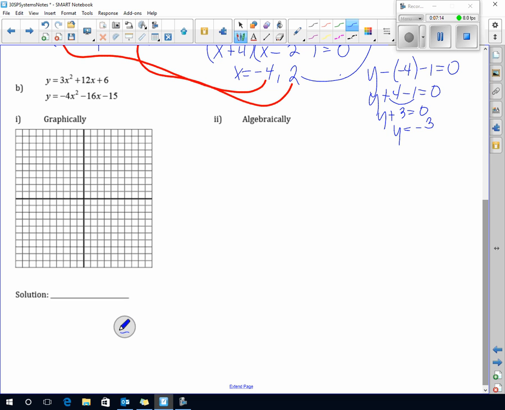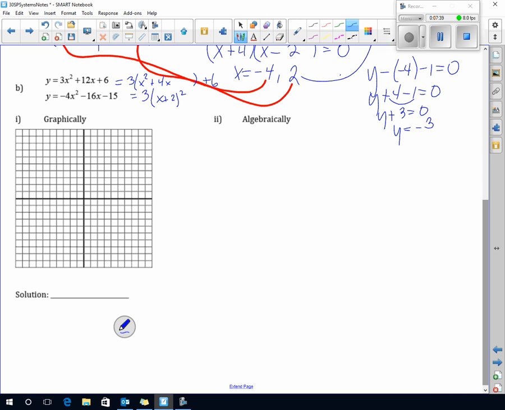I'm completing the square to get the vertex, yes? Then we get, I didn't give you enough room to complete the square here, 3 bracket x plus 2 squared. If I square 2, what do I get? 4. And really, what did I do there? I added 12. So what do I have to do to compensate? Subtract 12, so I get a -6.